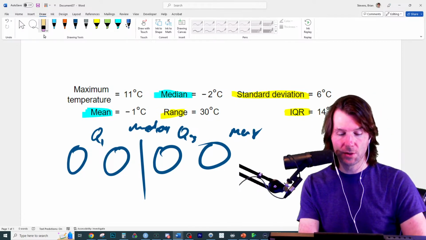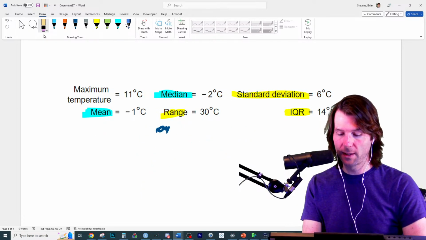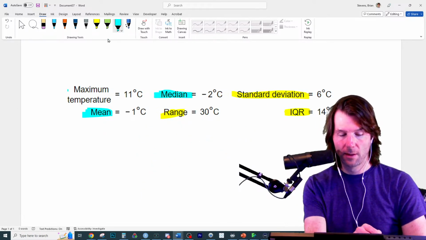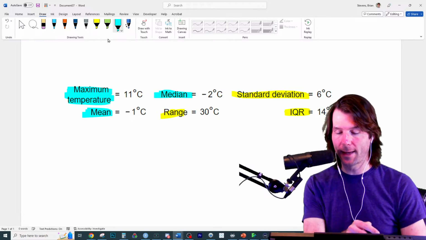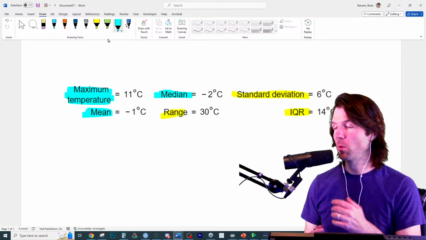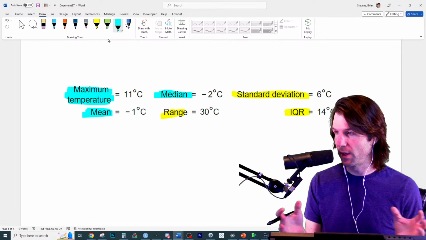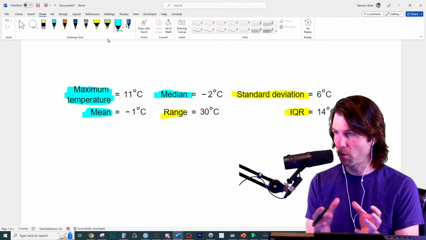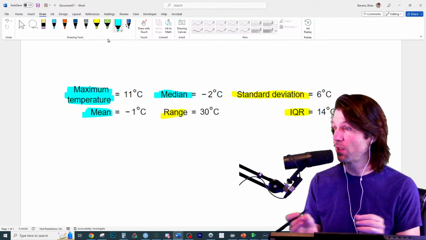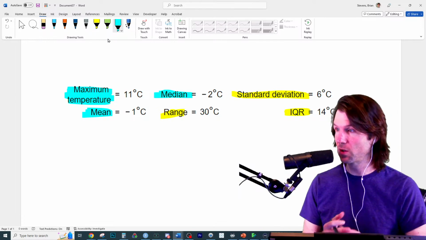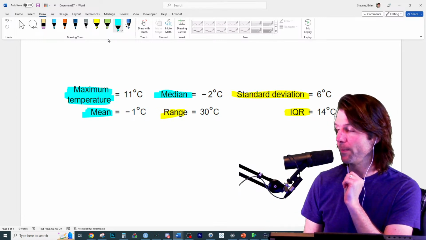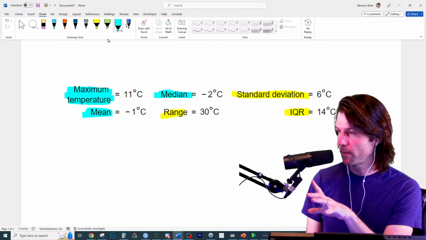So it's more like the position of the max, the position of the mean, whereas the range is a spread of things. It measures a distance two things are away. Standard deviation measures the distance things are away from the mean. IQR measures the distance between Q1 and Q3. So let's think about this.